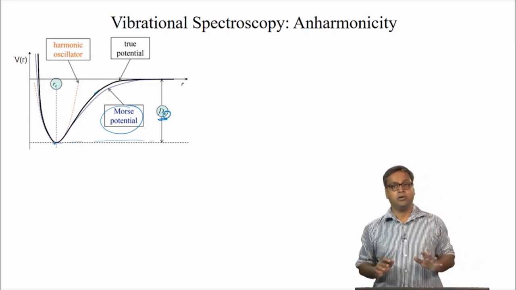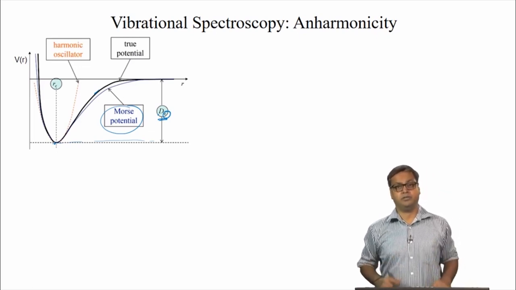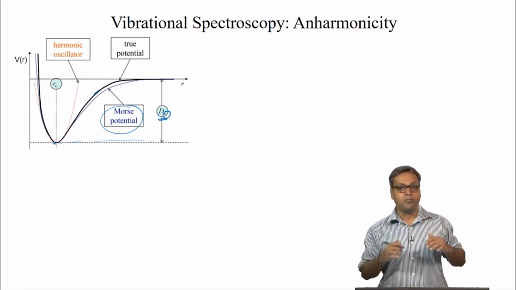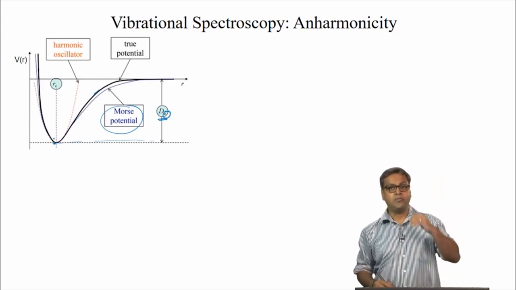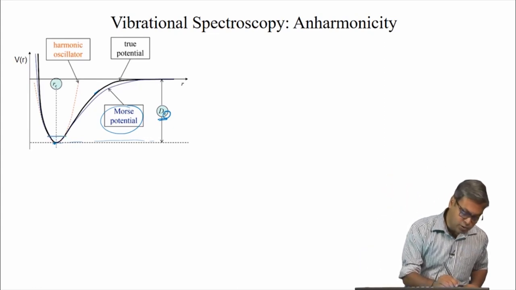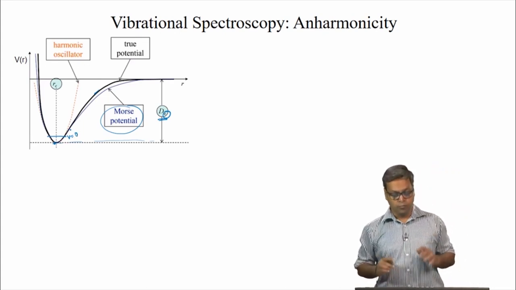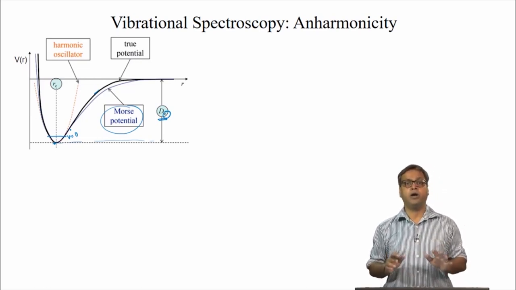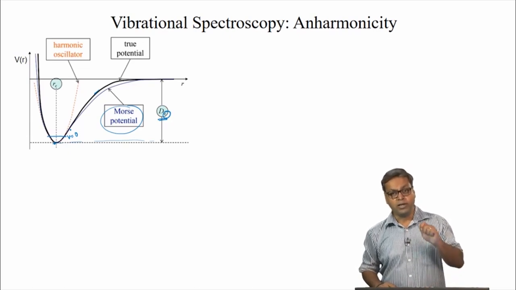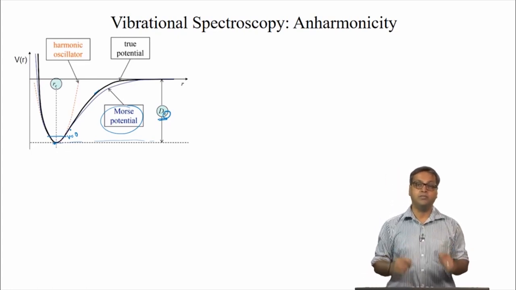The peculiarity of this dissociation energy is that it cannot be directly measured from experiments. This is because the molecules are never at the bottom of the energy well. The lowest energy they can possibly have is the zero point energy, or the energy at V equals 0, which in the harmonic oscillator was given by half h nu or nu bar by 2. The zero point energy, as we can see, is slightly above the bottom of the energy well.